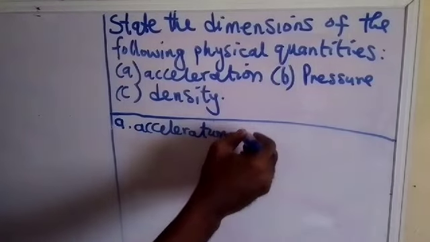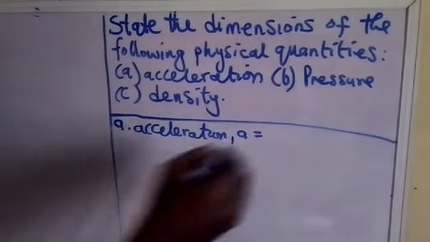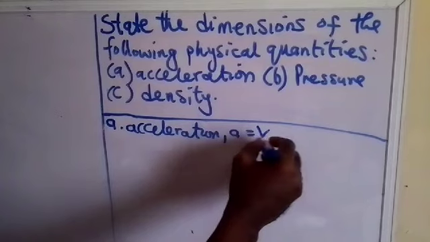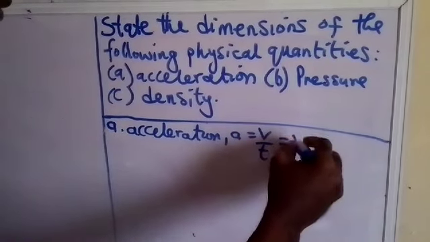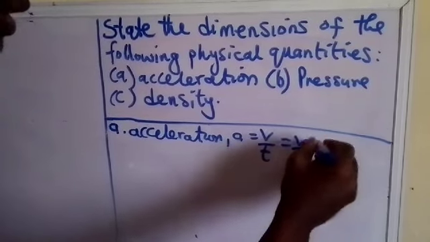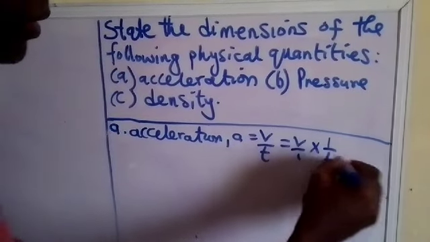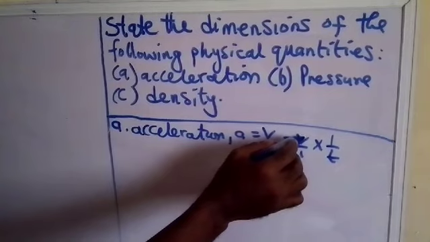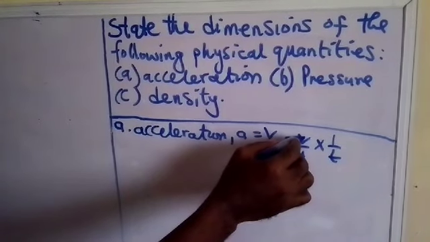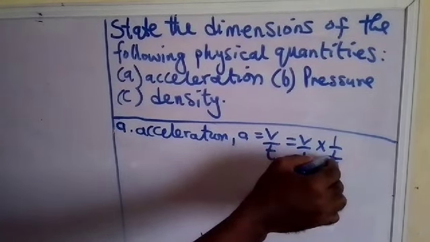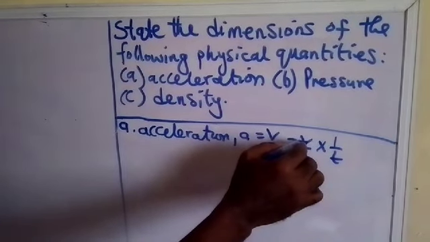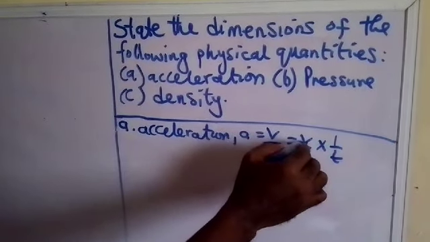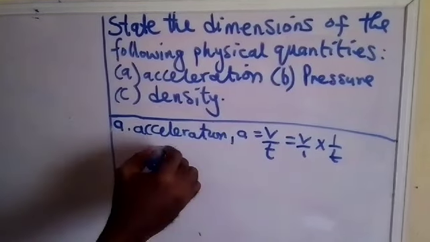You remember the symbol is A. What's the formula for acceleration? Velocity over time, right? The same thing as velocity times 1 over t. Now if you check here, velocity is a derived quantity, time is a fundamental quantity. So leave the fundamental, change this one back to any correct combination with fundamental quantities.